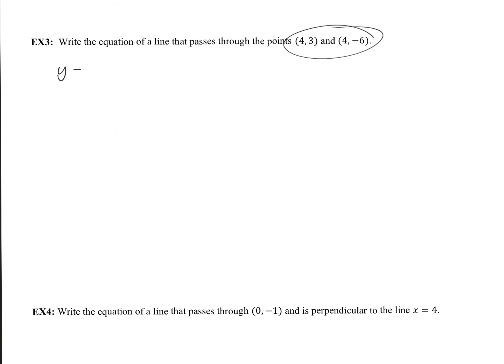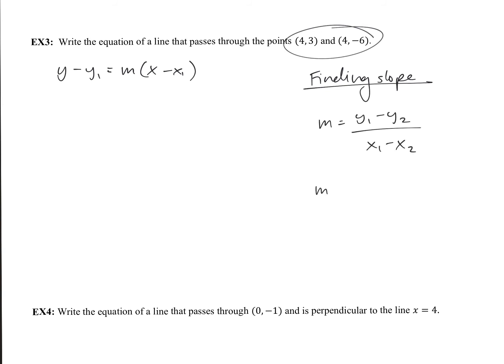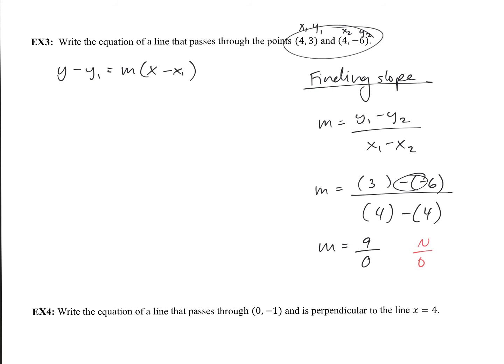Alright, so y minus y sub 1 equals m times x minus x sub 1. So finding m equals y sub 1 minus y sub 2 over x sub 1 minus x sub 2. I'll go ahead and label these my sub 1s and these my sub 2s. So I got 3 minus negative 6 divided by 4 minus 4. So m equals 3 plus 6 because we have that double negative there. So 3 plus 6 is 9 over 4 minus 4, which is 0. Oh gosh, we have a 0 in our fraction. This is a number over 0, which means my slope is undefined.